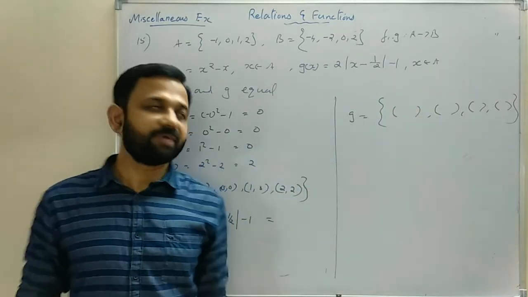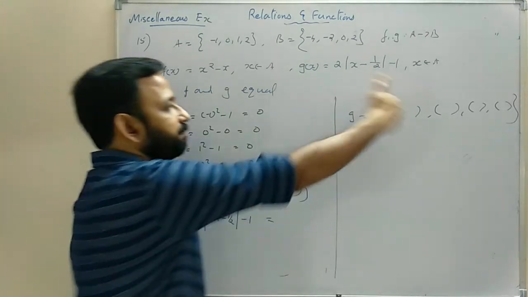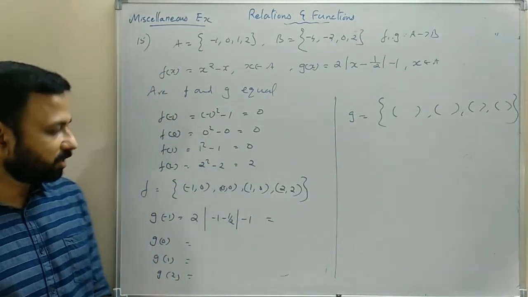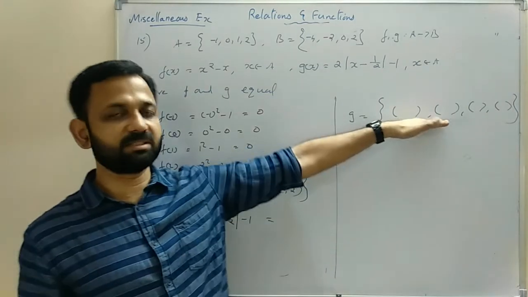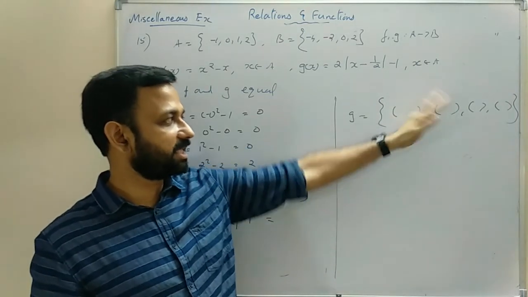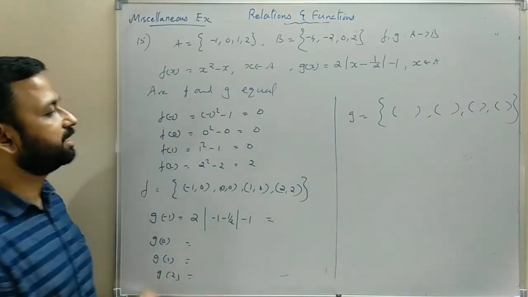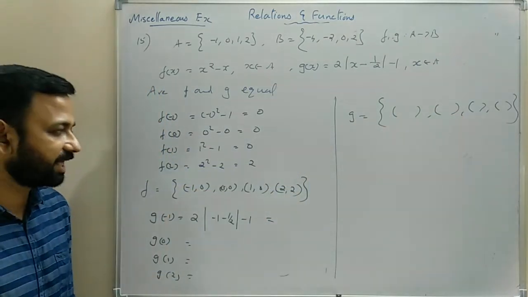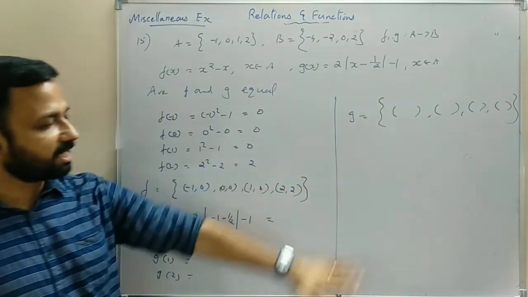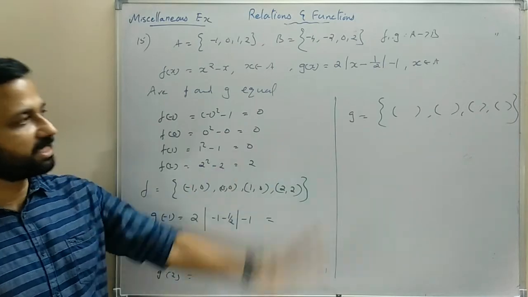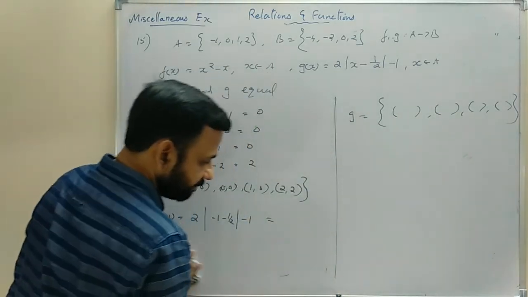Then we will compare whether f and g are equal. If we get the same pairs there, then both the functions are equal. So we need to calculate this. If the ordered pairs of f and g are the same, then we can say that f and g are equal. If they are different, then we will say f and g are different. So we can easily complete that question. So that is question number 15.